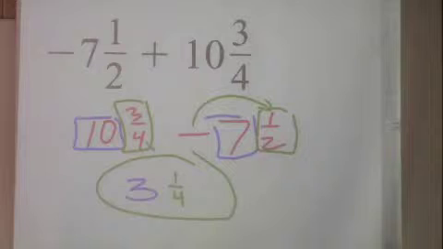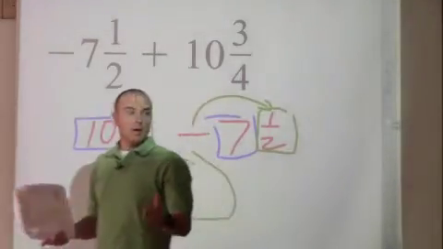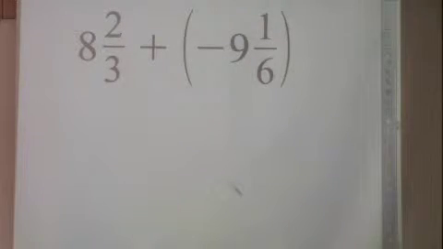3 1/4. And this is another example where your second chapter test will be no calculator. You might have a question like this. I won't give you something crazy like negative 7 4/64 plus 7 2/7, but this we should be able to do. All right, let's have you guys try this one. Try 8 2/3 plus negative 9 1/6, just in the margin where it says your notes.